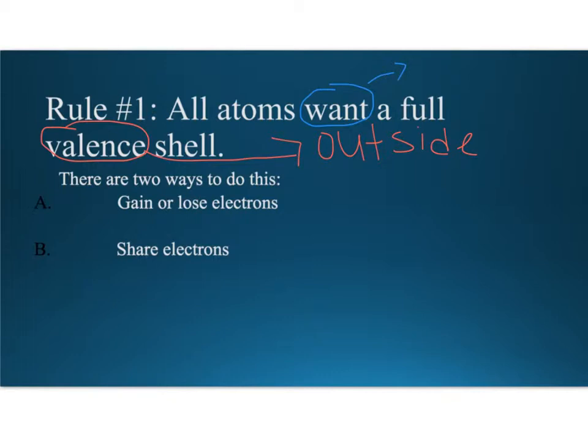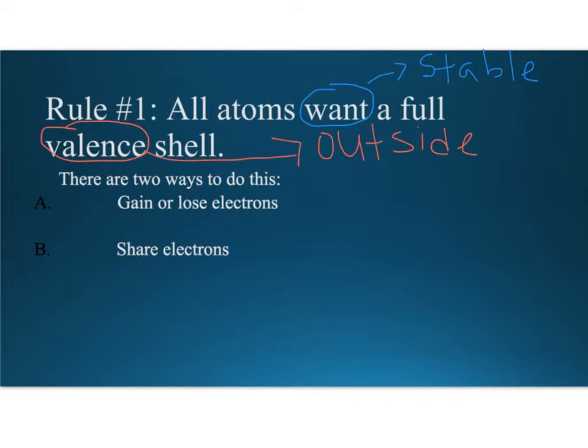So when I say an atom wants something, an atom, because of the second law of thermodynamics, is always going to go to the most energetically stable state. So atoms are most stable when they have a full shell. So we can say all atoms want a full valence shell, and we know that atoms with full outside shells are the most stable. So there are two ways to do this: to gain or lose electrons, and then to share electrons.